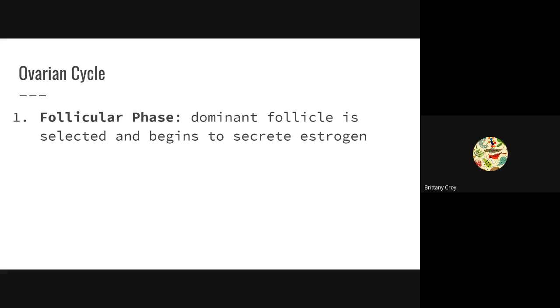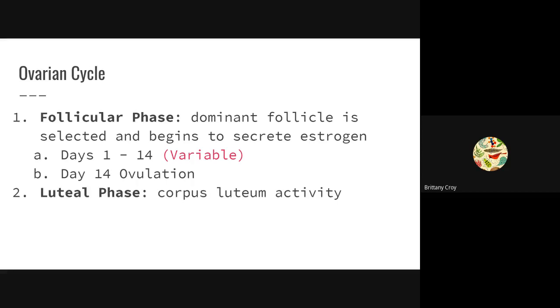So the first phase, the follicular phase, is when the dominant follicle is selected and begins to secrete estrogen. And this phase is about 1 to 14 days, but it can change in length. And on the last day of the follicular phase, a woman ovulates or releases an egg. The second phase is the luteal phase, when the corpus luteum is releasing its own hormones, and this phase is always the last 14 days of the cycle.